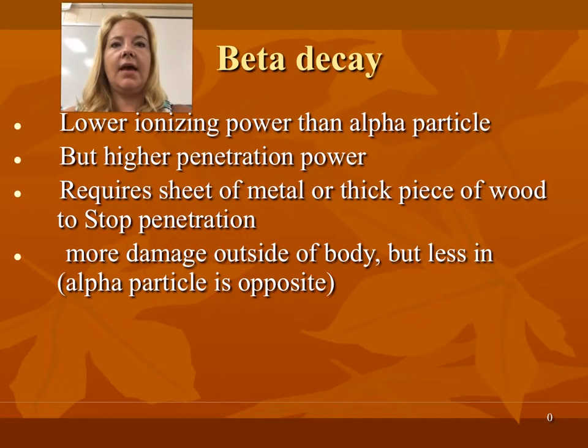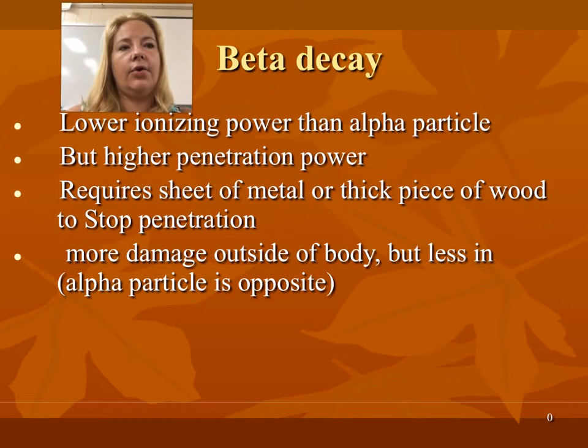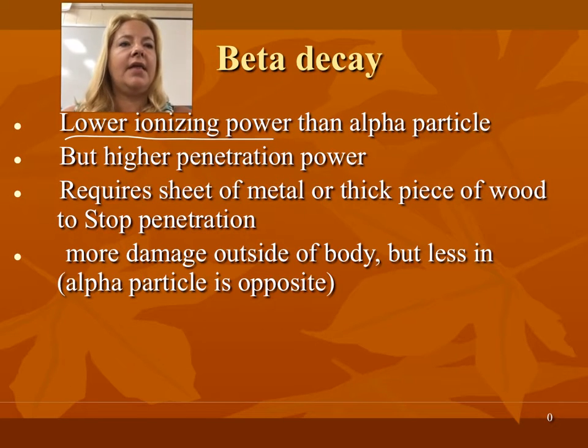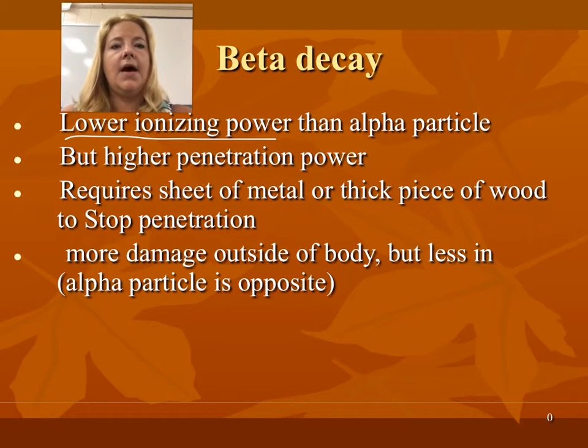So with beta decay, it does have a lower ionizing power than alpha particles do. Ionizing power means the ability of the radioactive material to ionize an atom. So its ability to take that atom and turn it into a positive charge or a negative charge. And that's actually not good for your cells, okay?